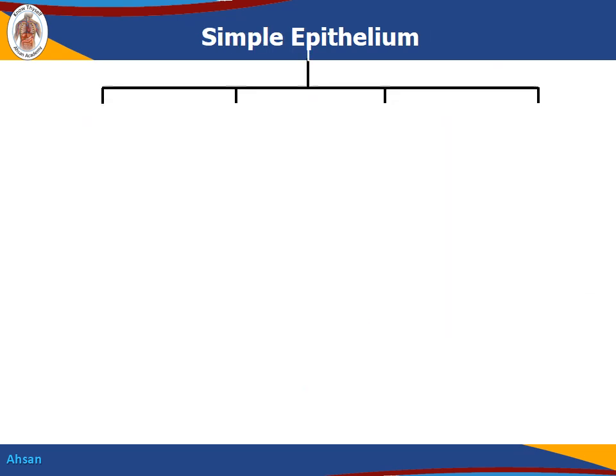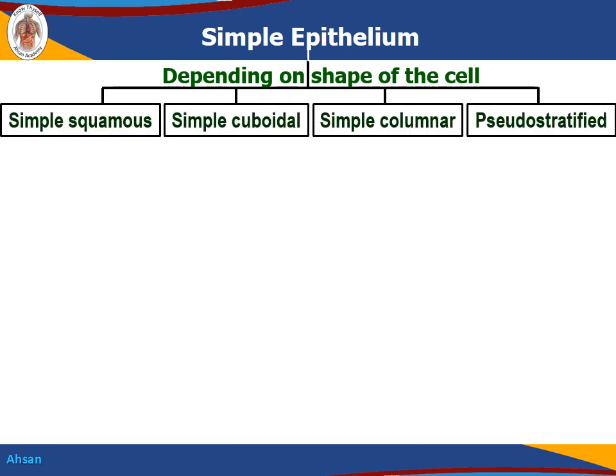Simple epithelium is further classified depending on the shape of the cells. Adjacent cells are similar in shape in case of simple epithelium. So this may be simple squamous, simple cuboidal, simple columnar, and pseudostratified. You see, simple squamous epithelium means cells are flat. The nucleus containing part has a little more cytoplasm, so it is swelled up. Nucleus is usually oval, and the long axis of the nucleus lies along the direction of the cell.